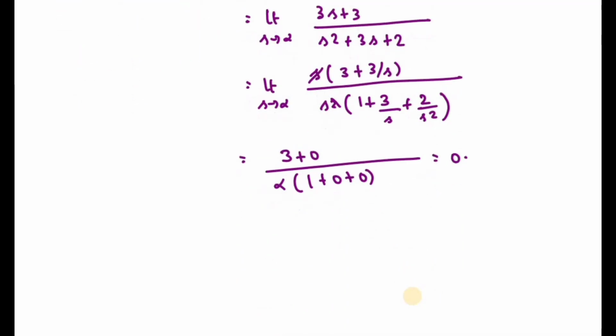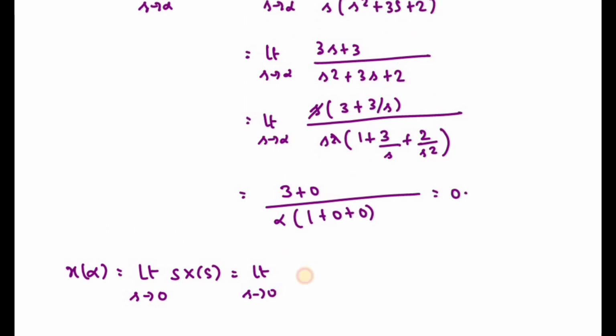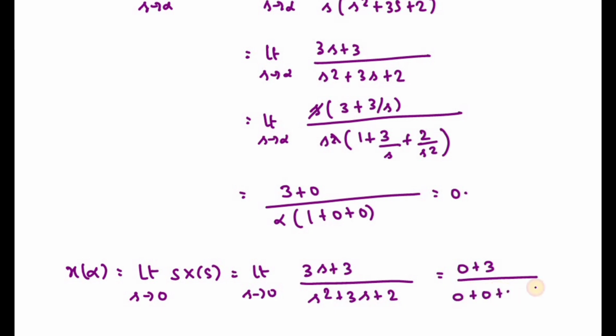So next, in order to find the value of x of infinity, you have to substitute limit s tends to 0 s into X(s), that is equal to limit s tends to 0 (3s plus 3) divided by (s squared plus 3s plus 2). So on substituting 0 here, I will get (0 plus 3) divided by (0 plus 0 plus 2). That is nothing but 1.5.